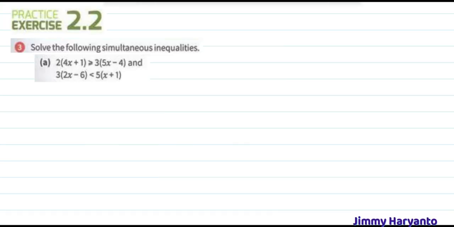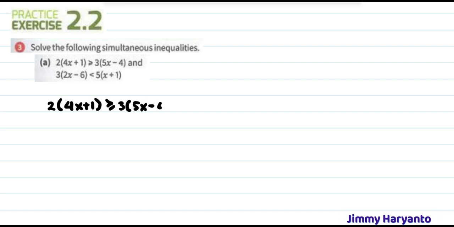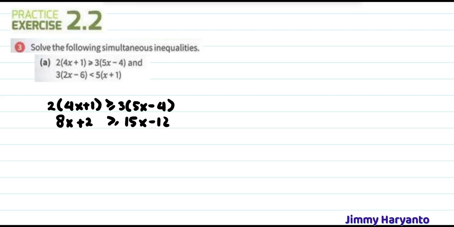And then next is question 3. I will start from the first one. 2 times 4x plus 1 greater than or equal to 3 times 5x minus 4. I will multiply them by 2 first. That means 8x plus 2 greater than or equal to 15x minus 12. And then I'll move the 15x to the left hand side.